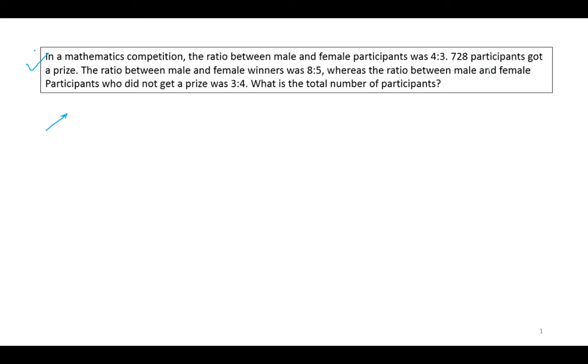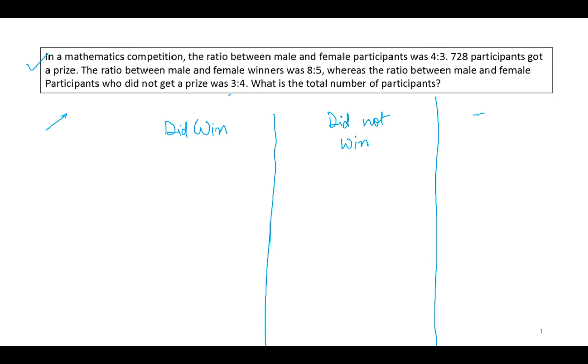So whenever you're solving a word problem in ratio, it is very important that you structure the question properly, and basically you structure the data that you have properly. So if I see, there are basically three types of groups that I have to consider. One is basically participants who did win, participants who did not win, and the total number of participants.